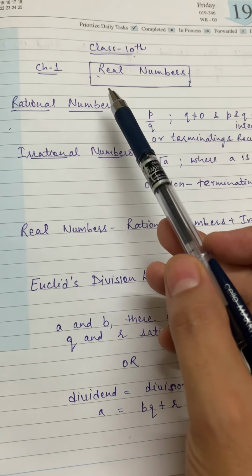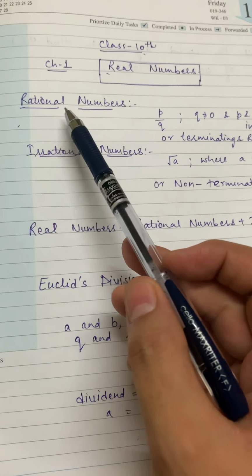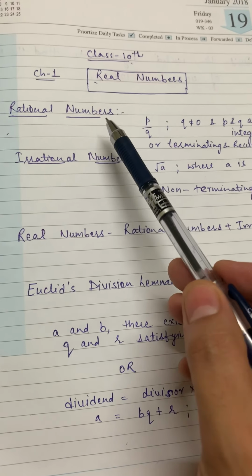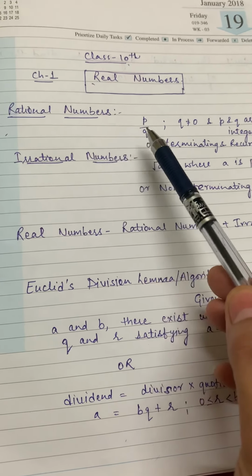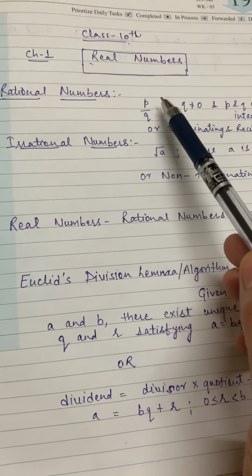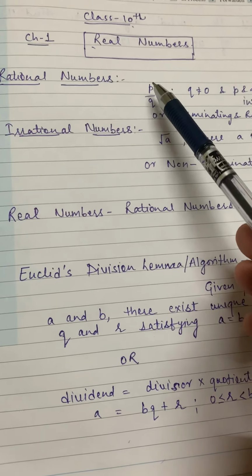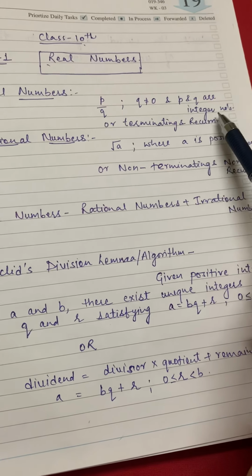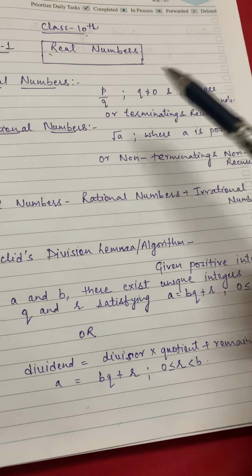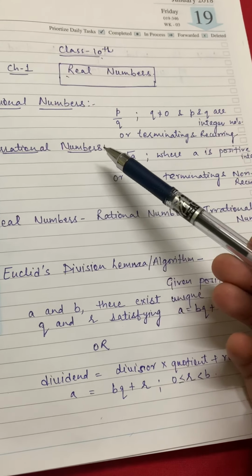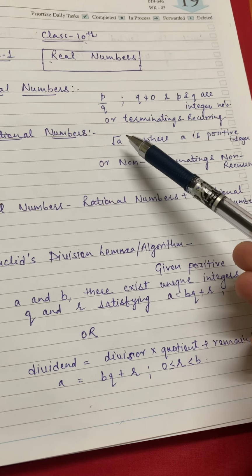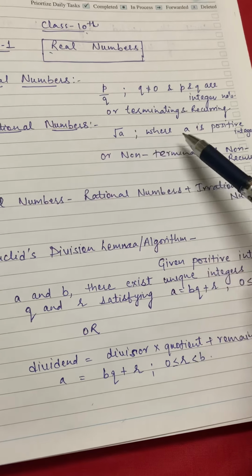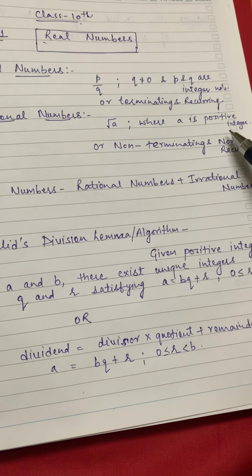In your previous class you have studied rational numbers and irrational numbers. What are rational numbers? The numbers which can be written in the form of p upon q, where q is non-zero and p and q are integers. And what are irrational numbers? The numbers which can be written in the form of root a, where a is a positive integer.